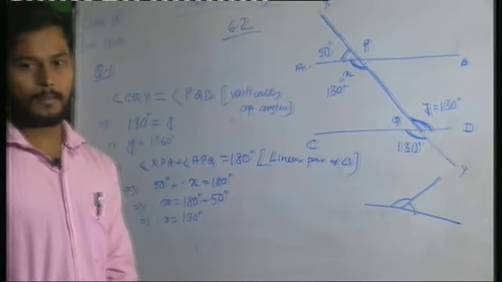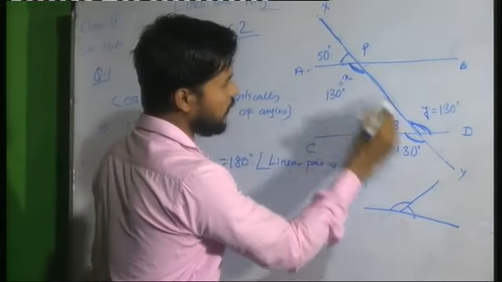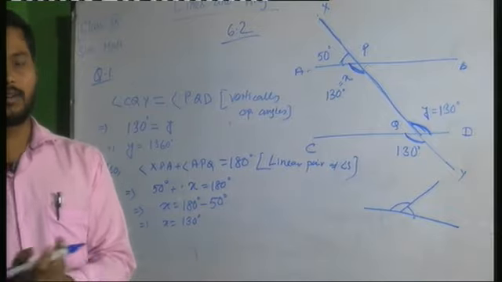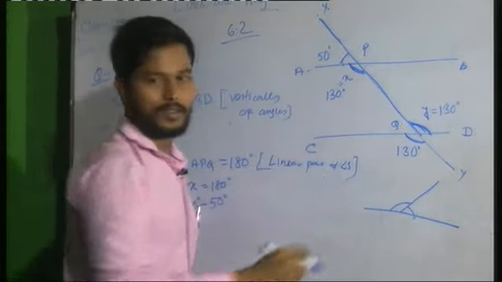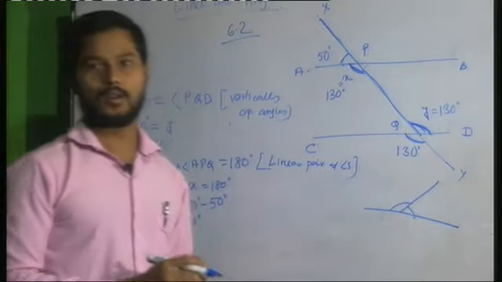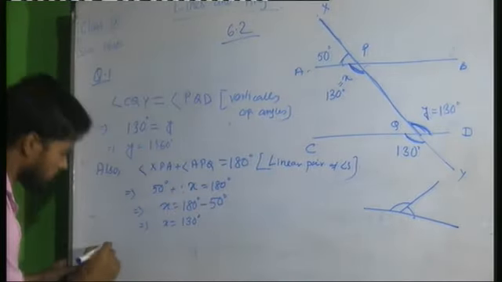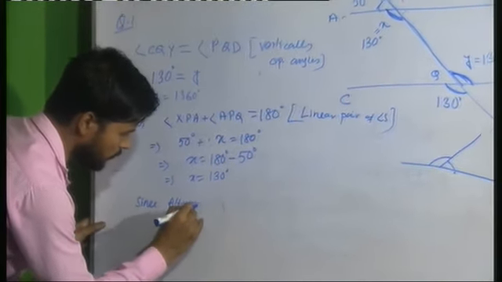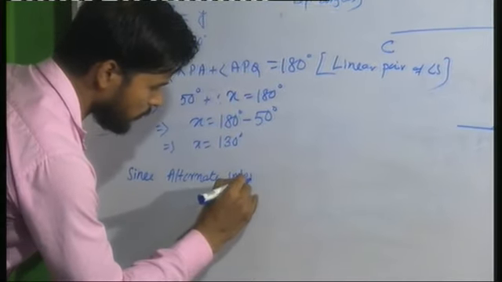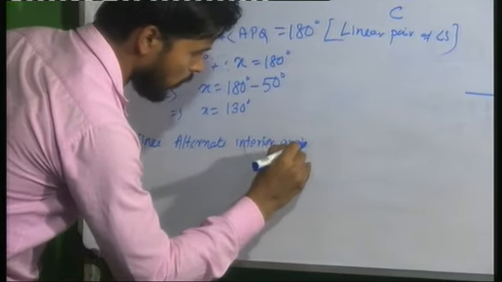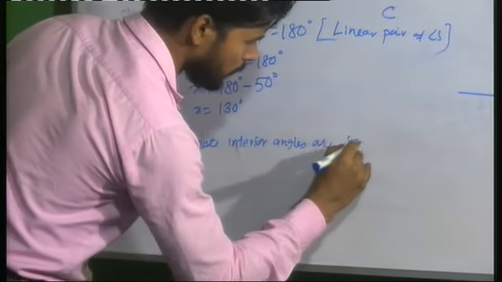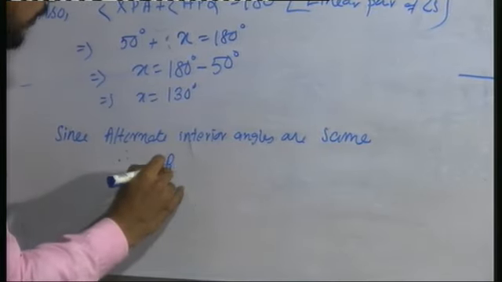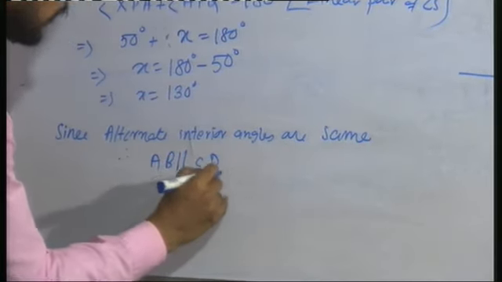Look, they are alternate interior angles, and the alternate interior angles are the same. So if alternate interior angles are the same, then we can say that the lines are parallel to each other. Otherwise the lines are not parallel to each other. So since alternate interior angles are the same, therefore we can say that the line AB is parallel to the line CD, and hence proved.